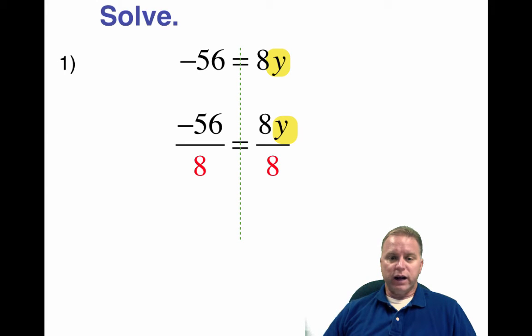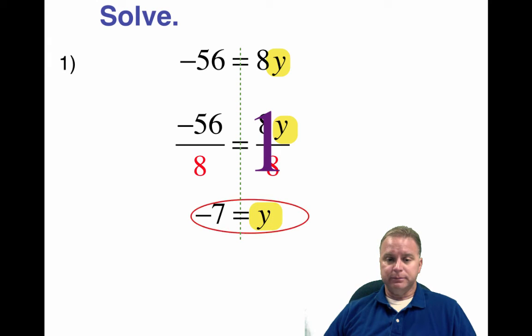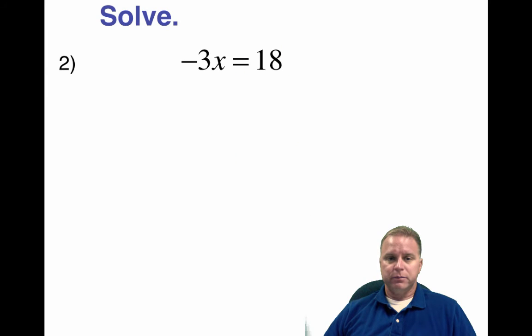What is 8 over 8? Big fat 1. Anything over itself is 1. And a negative divided by a positive, signs are different. So we get -7 is equal to y. And that's our answer, which should make sense because 8 times -7 is a -56 if we check our answer.